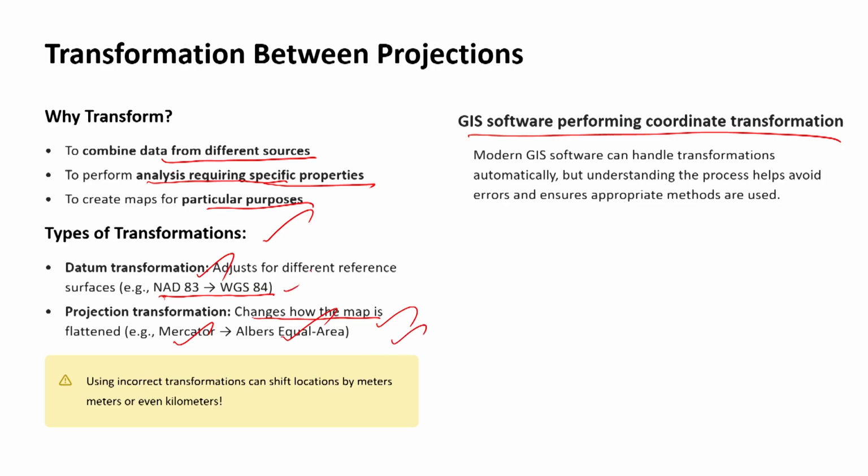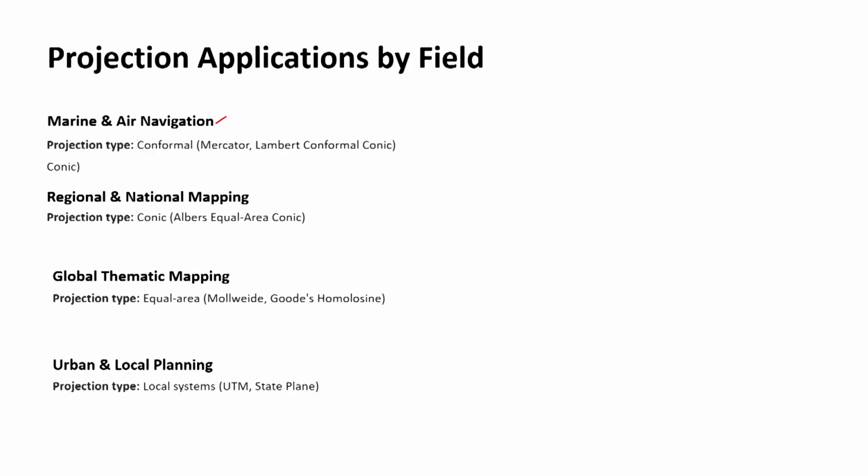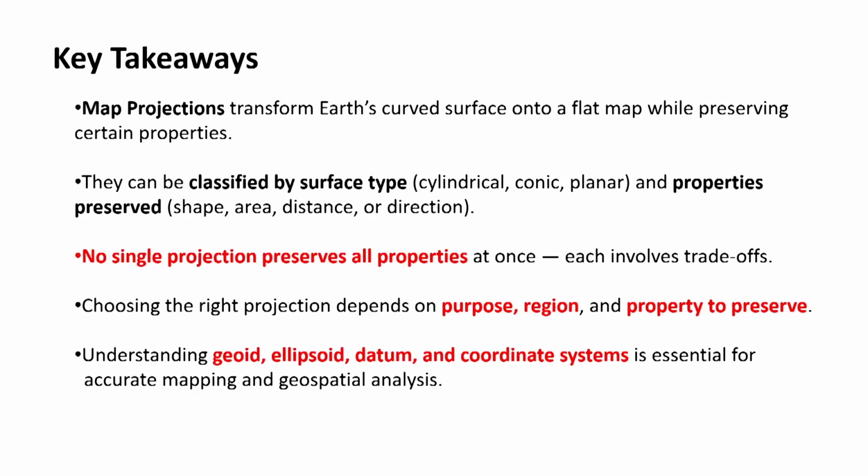So, here I have given the example: from NAD 83 to WGS 84 we can transform, and from Mercator to Albers equal area projection we can transform, and this transformation can be done through geospatial software in order to have a better result. These are the various application areas, okay: marine navigation, regional mapping, global thematic mapping and urban planning. So, everywhere this projection plays a very crucial role.